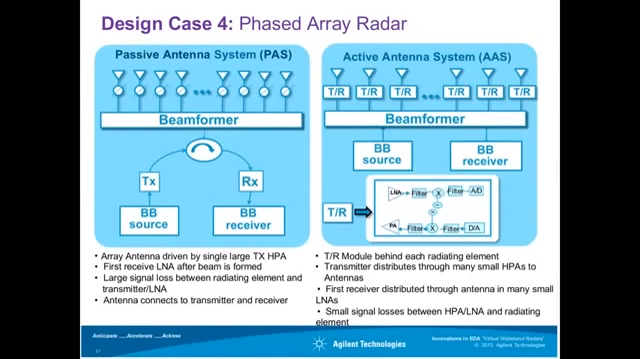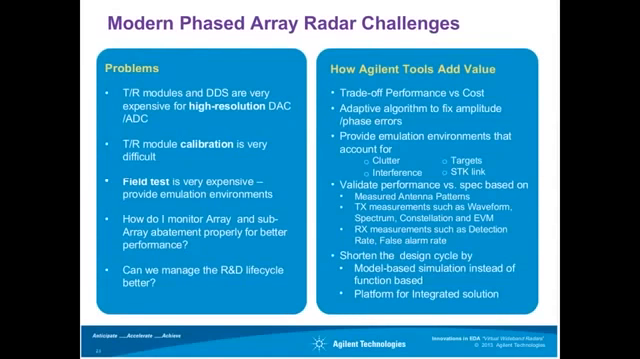We just use a baseband signal source. Instead of the big transmitter, we separated it into many thousands of little transmitters with the TR module structure. In this way, we avoid the power loss, and the electronic scanning allows us to get better performance. So that's what people are doing.